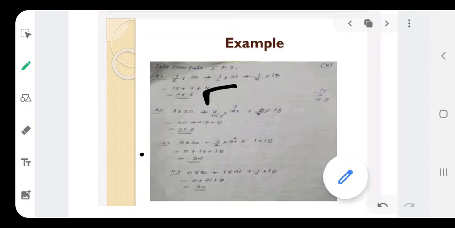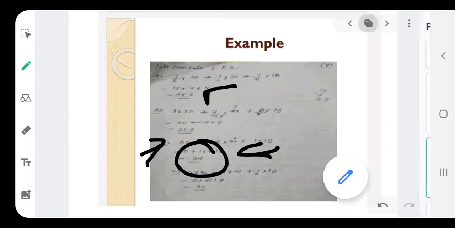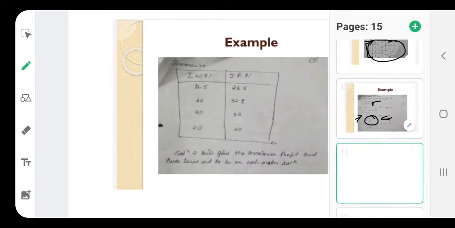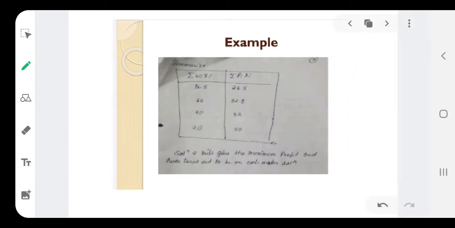If I am going for the third solution, in the third solution I had not considered the first object. I am taking 2/3 of the second object and the full third object. After that I am getting a profit value of 32. On that basis we are computing the Wi Xi value.